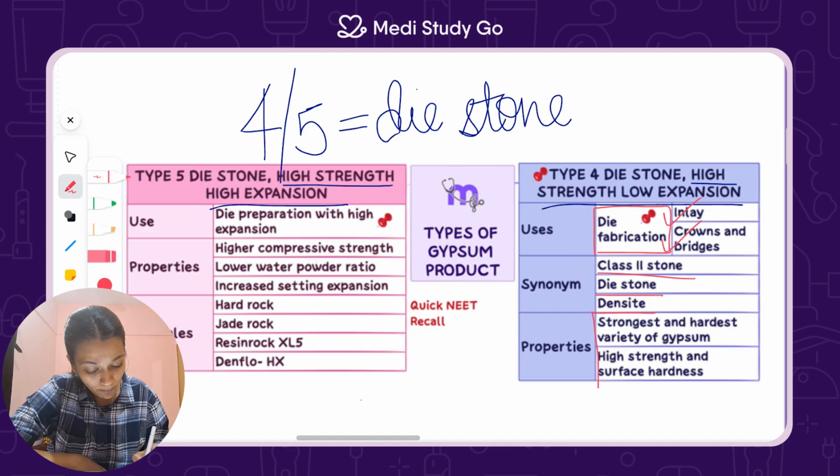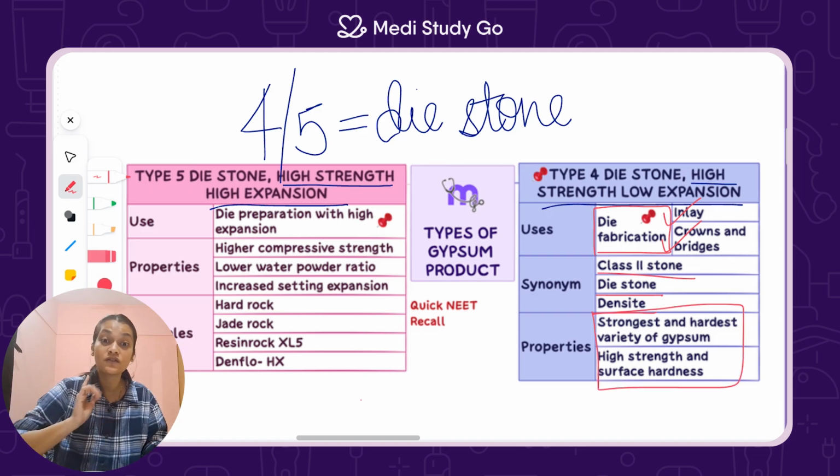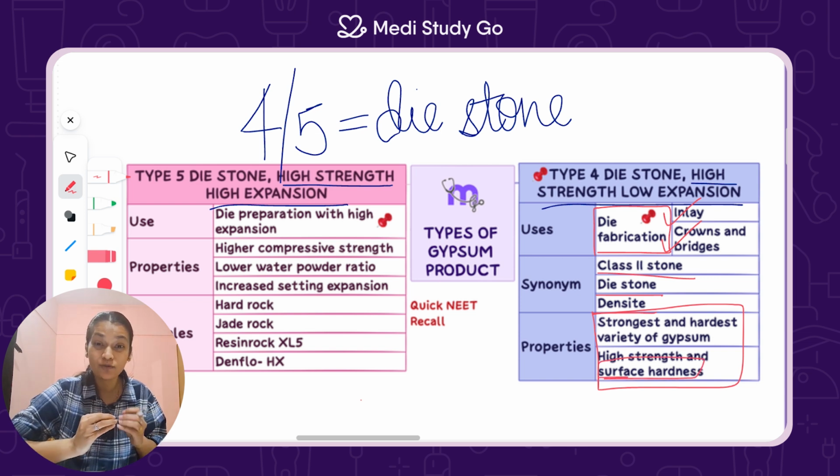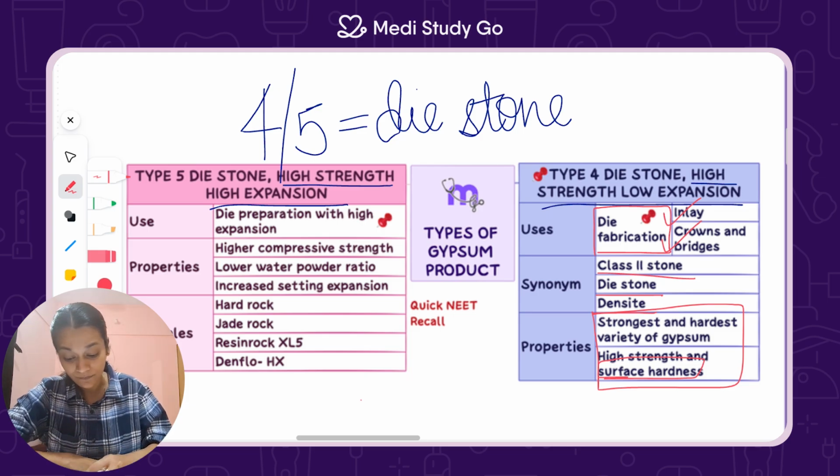So now the properties that are desirable: it is the strongest and the hardest. It is not the type 5 but it is the type 4 which is strongest and the hardest, and it has the high strength and surface hardness as well, because the die has to be so stable that if you repeatedly put your crown, take it out, put your crown, it should not just abrade. The surface should not be indented. Hence, it should be there.